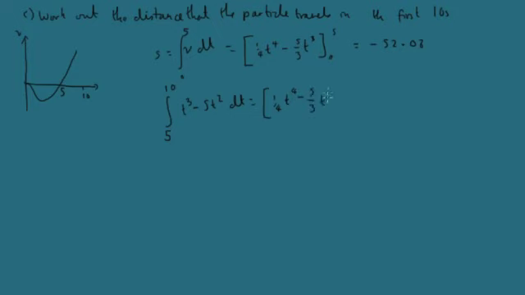So we've got 5 over 3 t cubed from 5 to 10. And if you put all the numbers in, we'll get 885.42. So therefore, the total distance in the first 10 seconds is 52.08 plus 885.42, and that's going to be 938 meters.